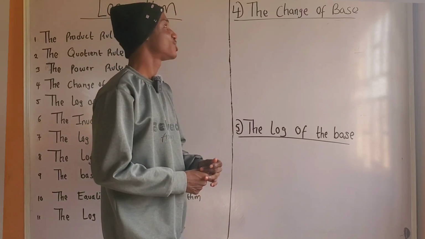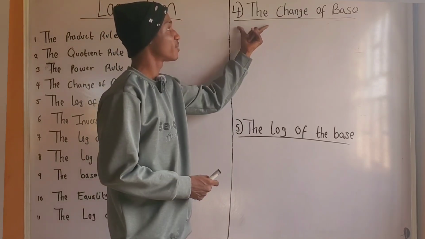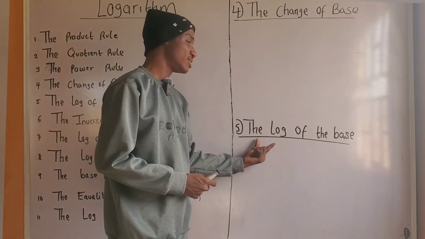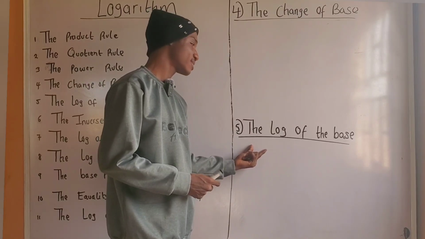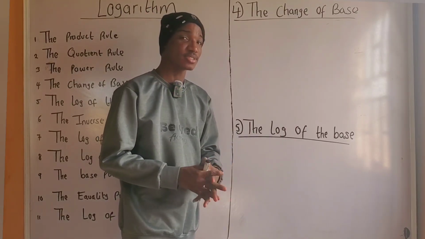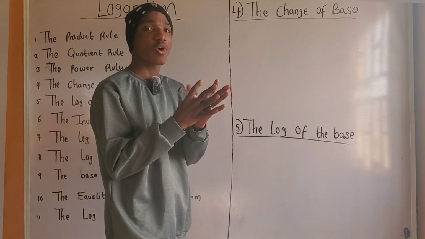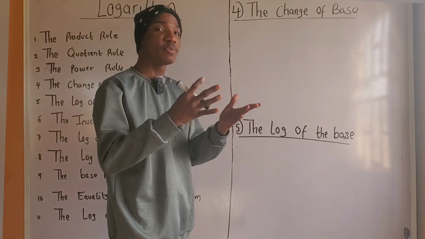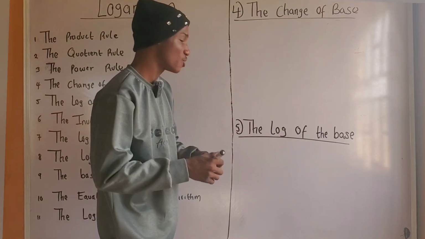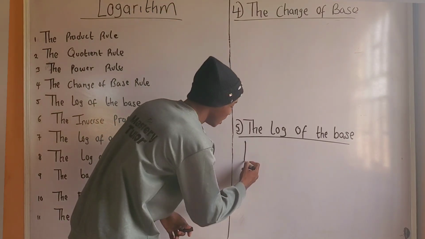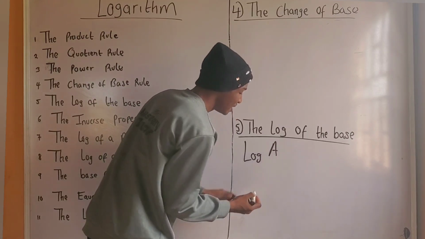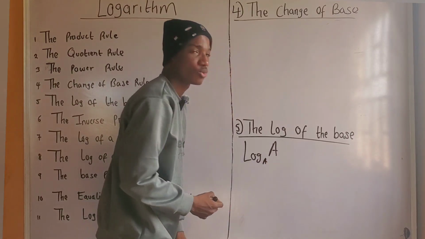Okay, let's look at the change of base formula. But before we look at this, I want us to talk about these properties of logarithm. That is the log of the base. That is, when you have the log of a number whose base is the same as that number, what are you going to have? For example, let's say you have log A and the base here is also A. What will be the answer?